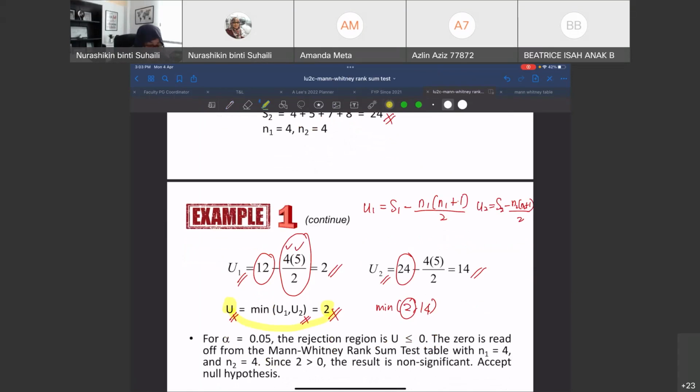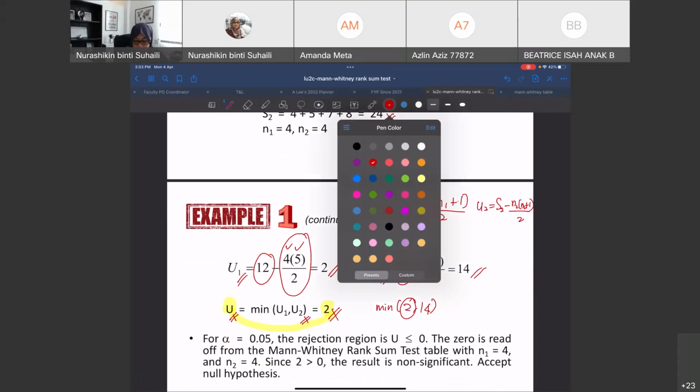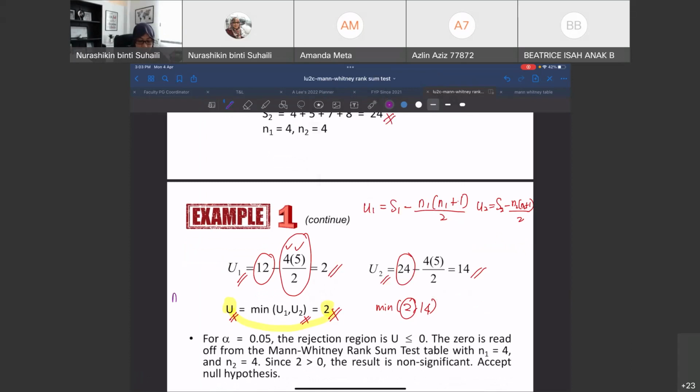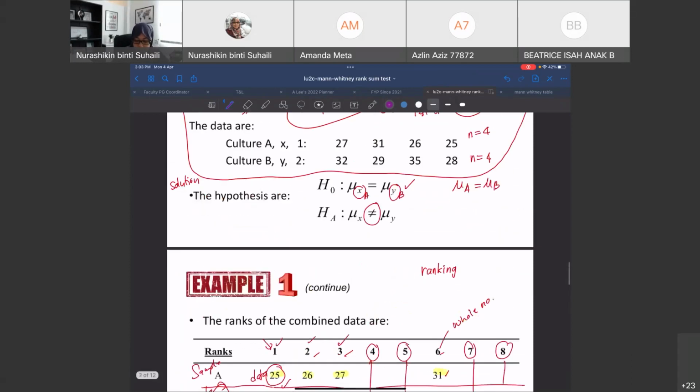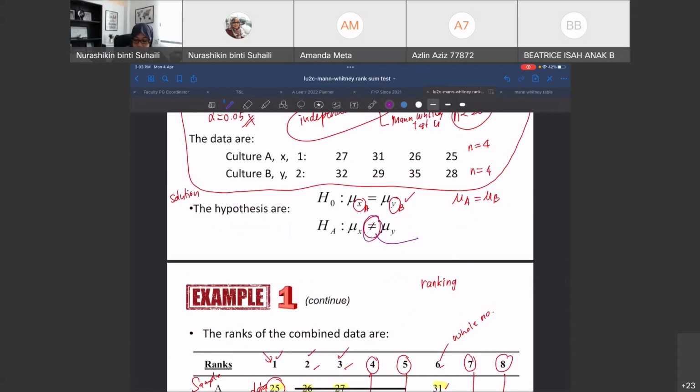The next step, the 7th step, you have to find the critical value from the Mann-Whitney test table. So what's your condition? First, you have to identify your condition. So you have N1 equal to 4, N2 equal to 4. Your alpha is equal to 0.05. And this one is two-sided because of your alternative hypothesis. So this one means two-sided test.